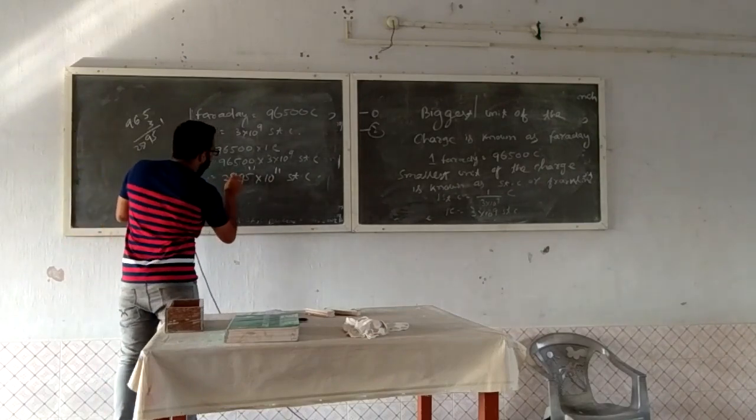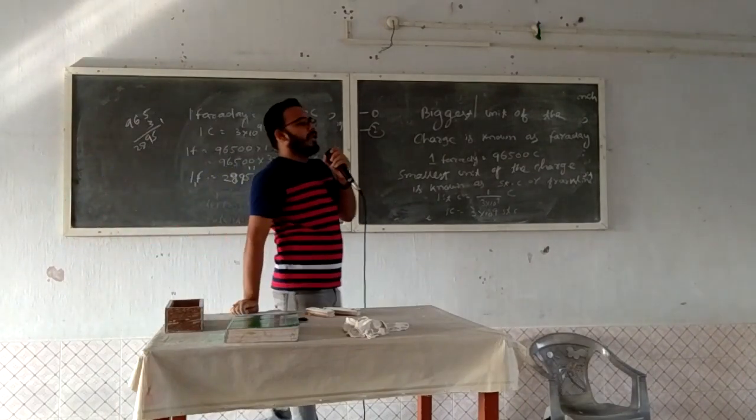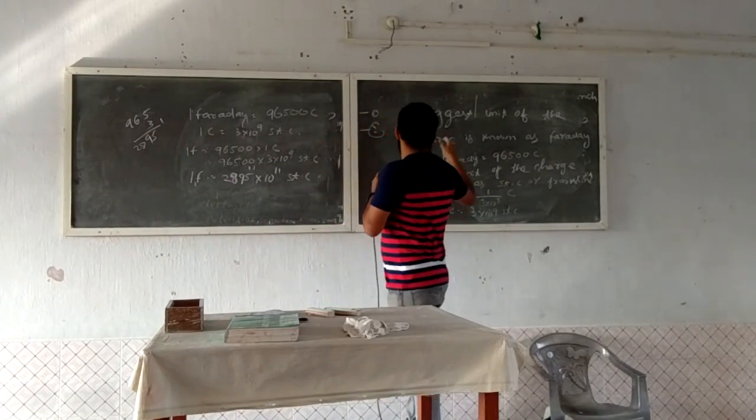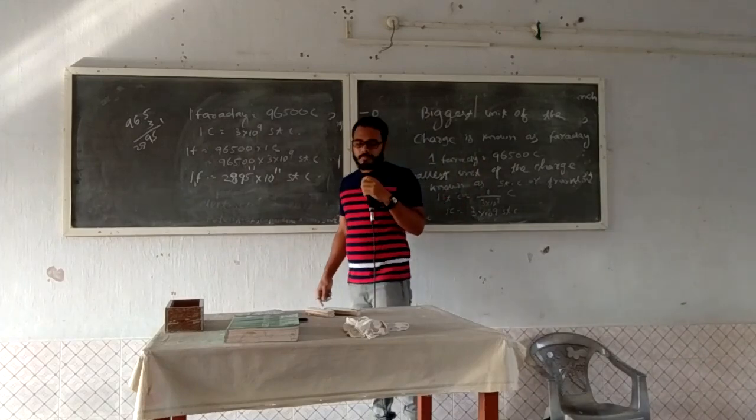Sorry, 2895 into 10 to the power 11 statcoulomb. Okay, that is the relation between the biggest unit and the smallest unit of the charge.